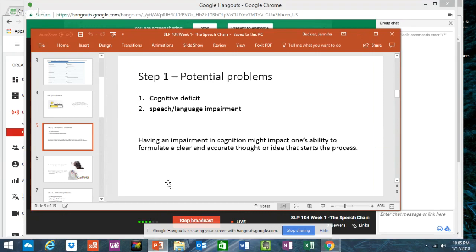So what potential problems might occur if there is a breakdown in the speaker's very first step in the speech chain? Well, there could be a cognitive deficit, an intellectual deficit, a deficit of intelligence or ability to think or use higher order thinking skills, or there could be a speech language impairment. Having an impairment in cognition can significantly impact the ability to think clearly, to create a clear and accurate thought, and begin the process.